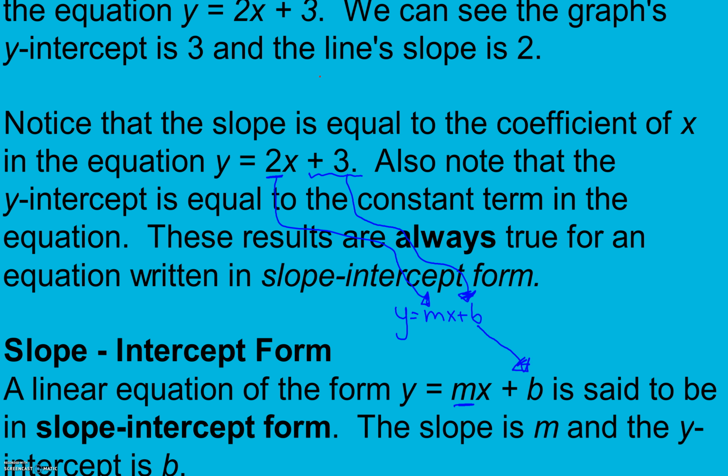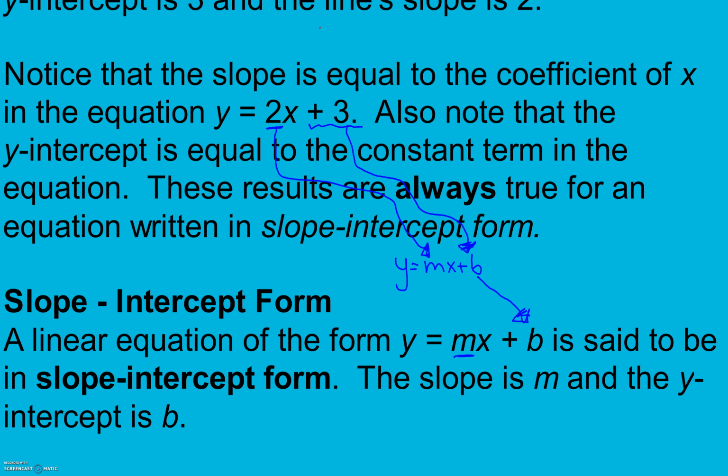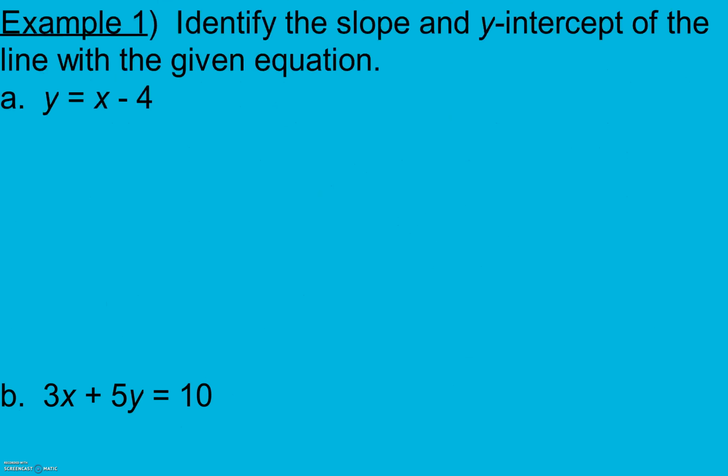So slope-intercept form: a linear equation of the form y equals mx plus b is said to be in slope-intercept form. The slope is m, and the y-intercept is b. In example 1, we're going to identify the slope and intercept of the line with the given equation. Remember that the number in front of x, if there isn't one, is always a 1, 1 times x.